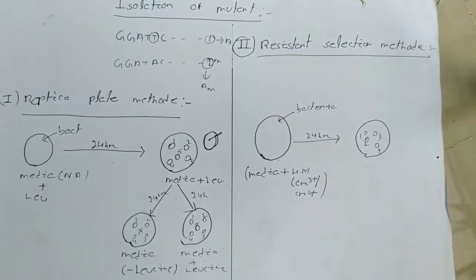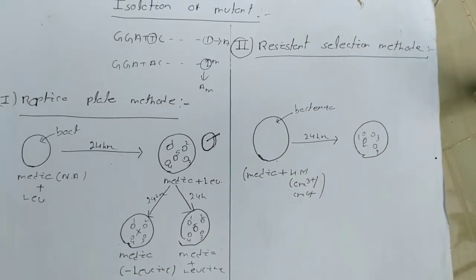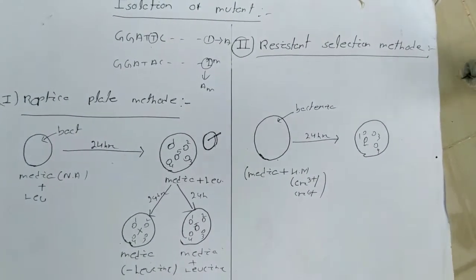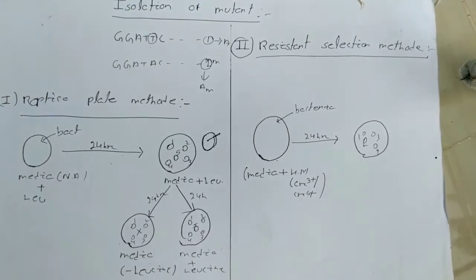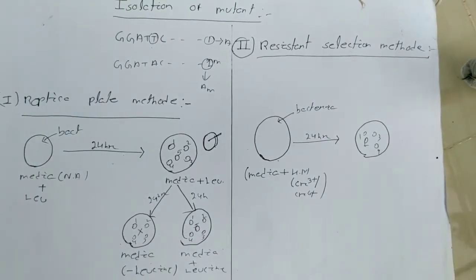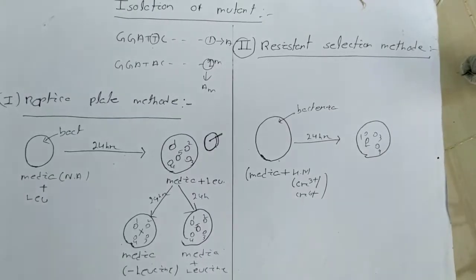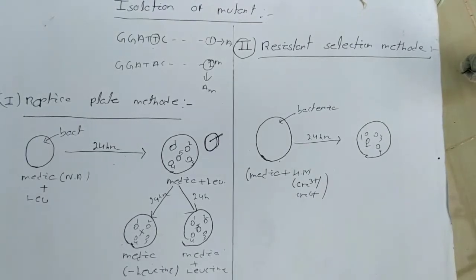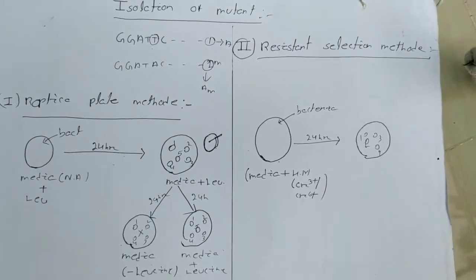Hello friends, in this video tutorial we will be studying about isolation of mutant. So what is mutant? Mutant is the organism in which mutation occurs. What is mutation? Mutation is the change in the nucleotide sequence of a gene of an organism.